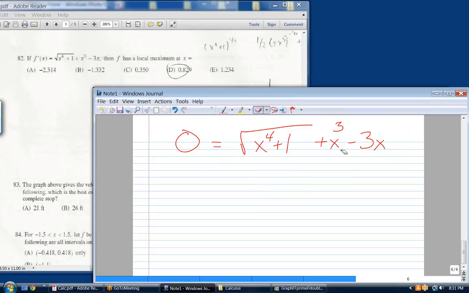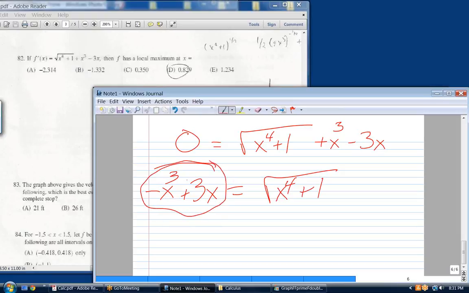I would have to move these two terms to the other side. So I got minus x cubed plus 3x equals this. And then I'm going to have to square both sides. Squaring this side here is going to get really ugly. I'll be left with x to the 4th plus 1 on the right, and I'll be left with x to the 6th plus some x squareds. And then solving that for the zeros is going to be even tougher.